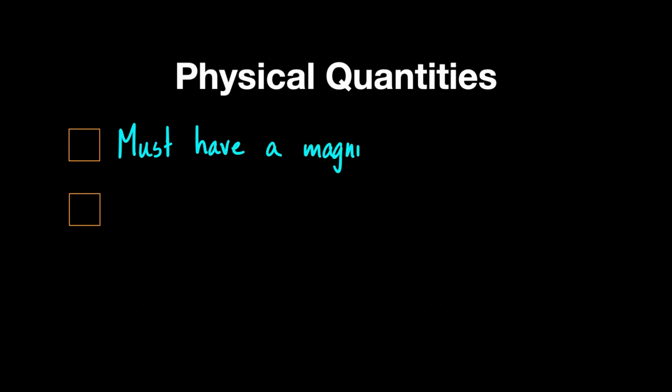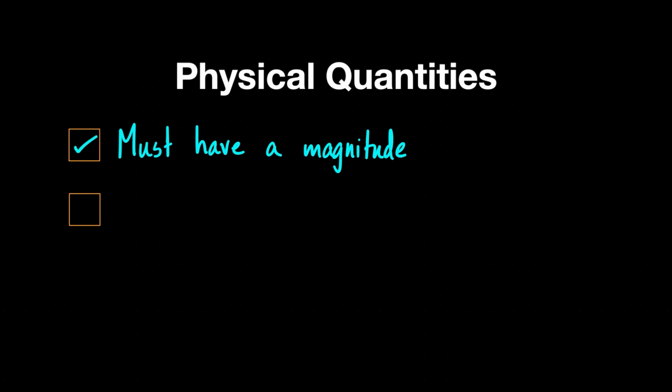Now, what are physical quantities? Those can just be summarized in these two conditions. The first condition says that any physical quantity must have a magnitude. So this is the first condition which must be fulfilled.